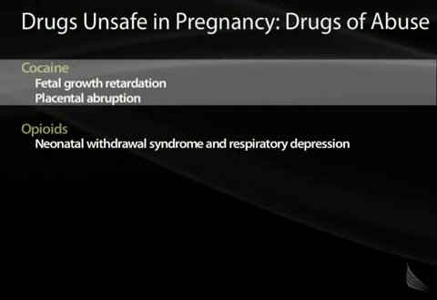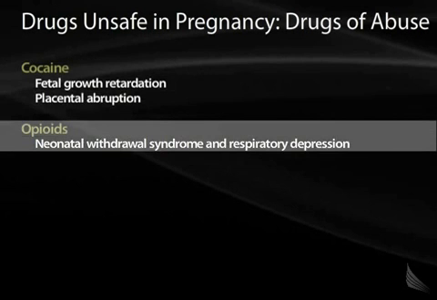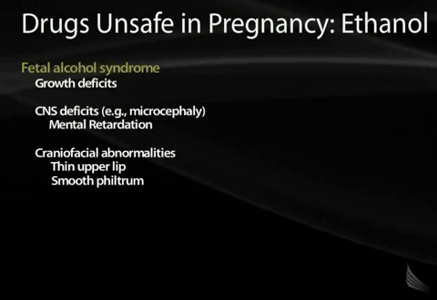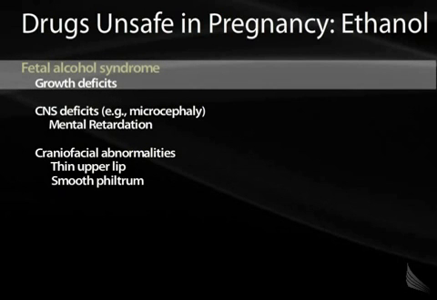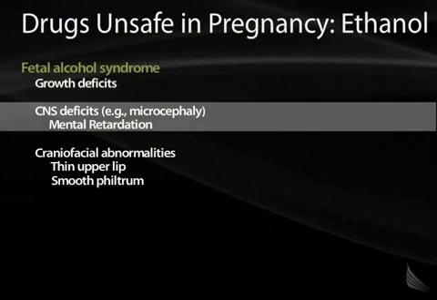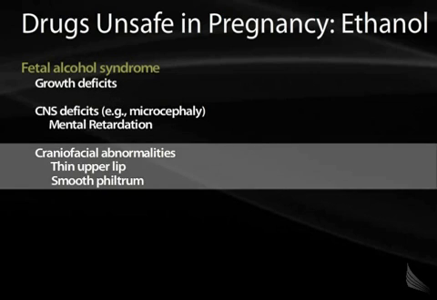Cocaine can raise the blood pressure in the mother, and by raising blood pressure can cause placental abruption and fetal growth retardation. And opioids can cause neonatal withdrawal syndrome and respiratory depression in the neonate as well as in the fetus. Ethanol during pregnancy, as you know, can cause fetal alcohol syndrome. Fetal alcohol syndrome is classic for causing growth deficits, central nervous system deficits, including microcephaly and mental retardation, as well as craniofacial abnormalities, which are classically known as the thin upper lip and the smooth philtrum. The philtrum is the area right above the upper lip.